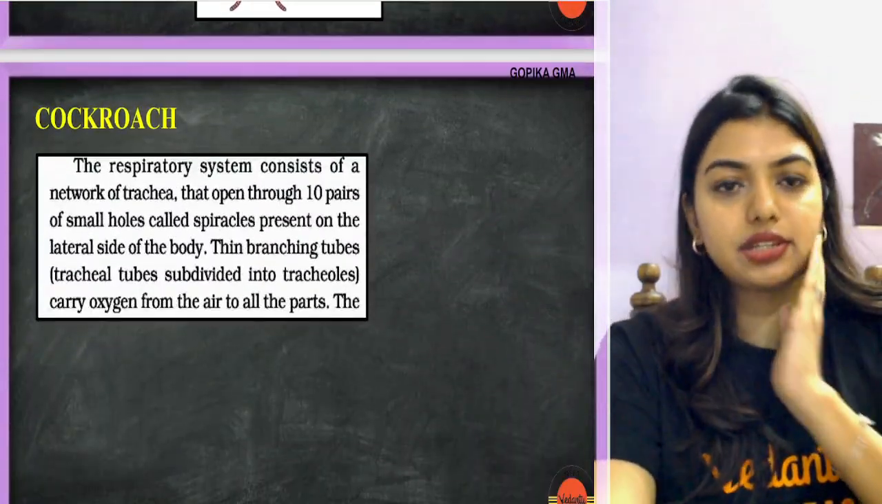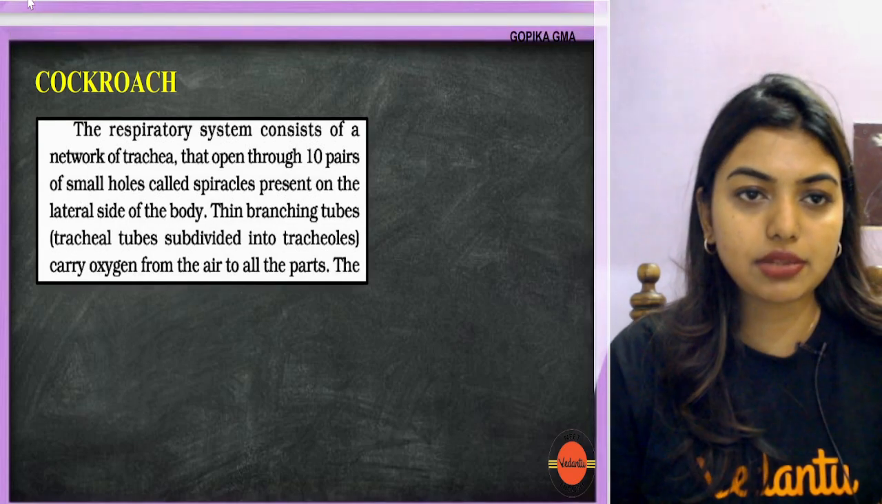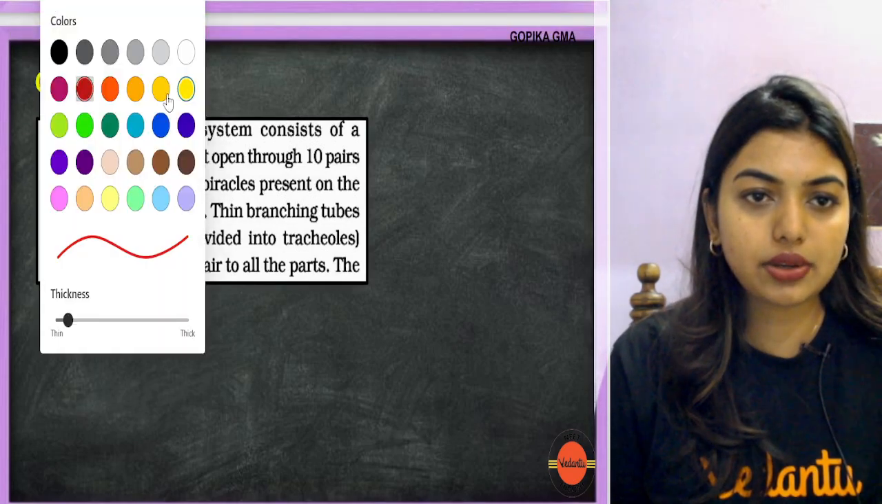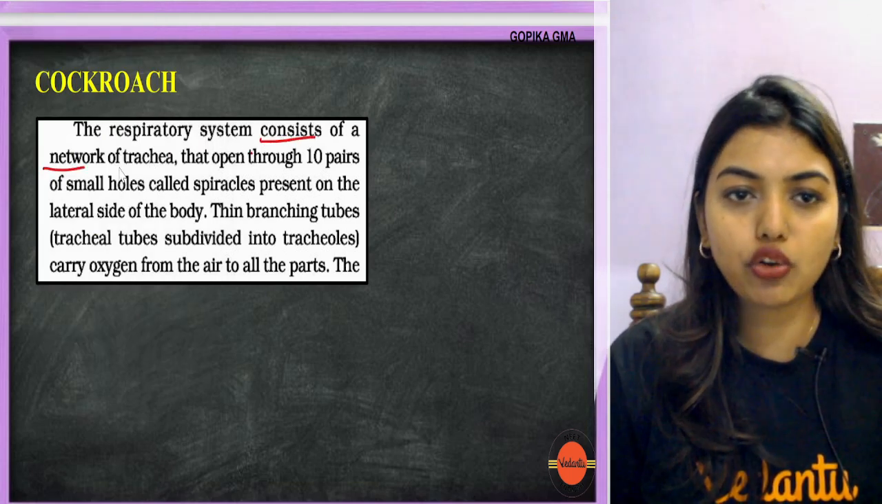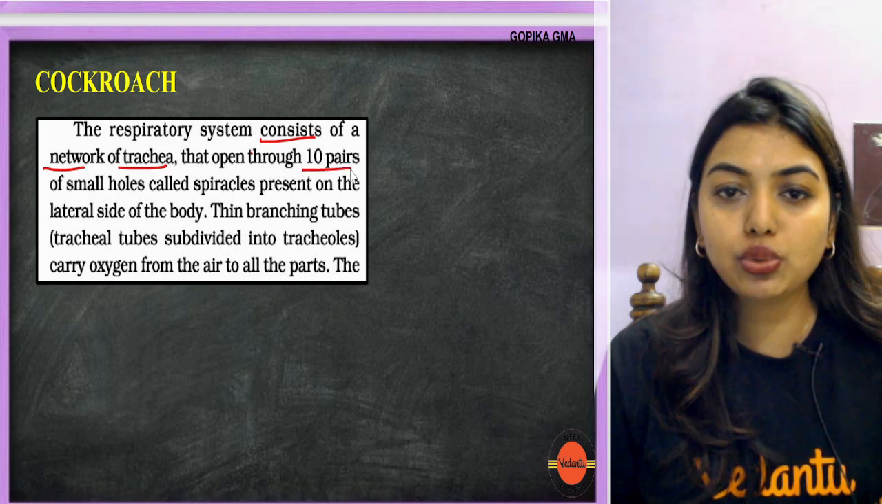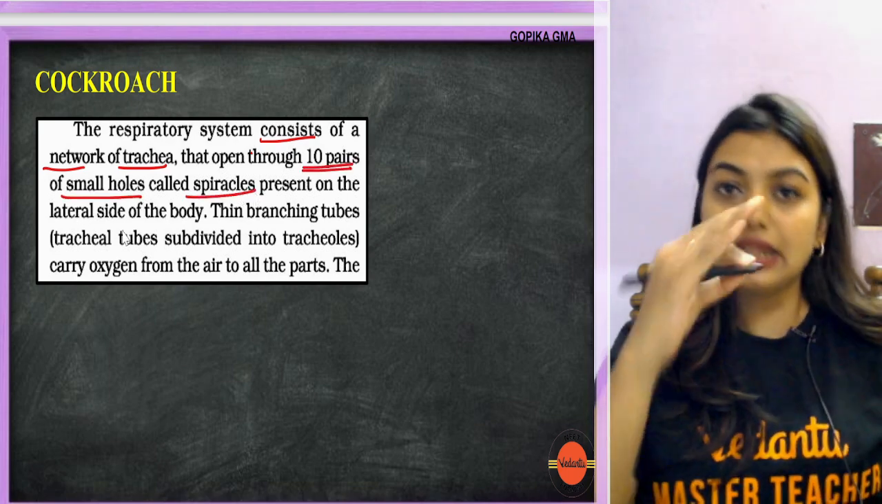Okay, respiratory system. Circulatory system is done. Now we are going to do respiratory system. So let's look at this. Now the respiratory system consists of a network of tracheae that open through 10 pairs of small holes called spiracles, present in the lateral side of the body.